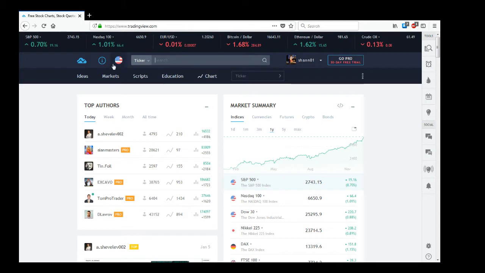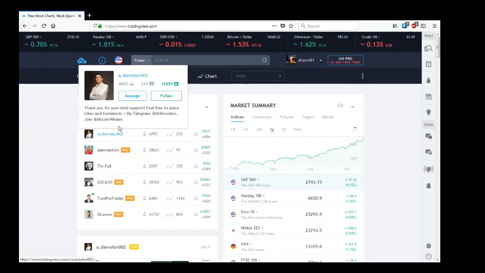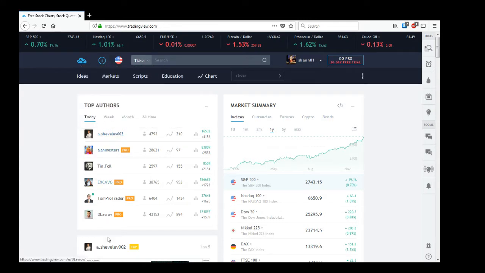Okay, so this is TradingView. You can set up a free account. You just get a lot of pop-up ads, and they're a real pain, but you can click them away. So you can click on your username here, and you can have a look at all your stuff there. You can also have a look at these here. These are people who've put up their outlooks for specific coins. You can follow them and all that sort of thing. But right now we're going to go to chart.